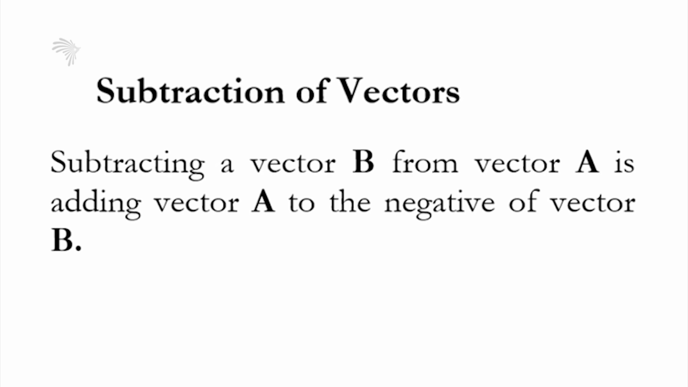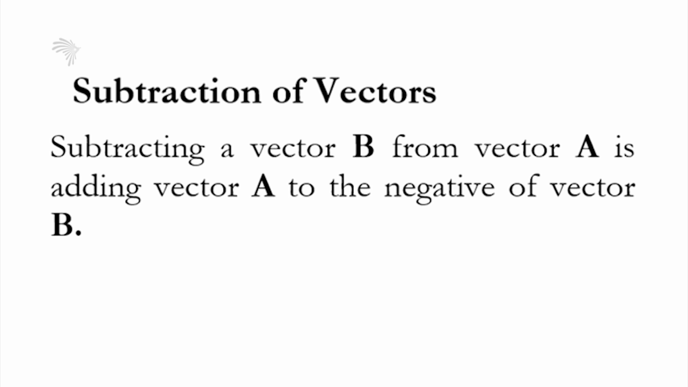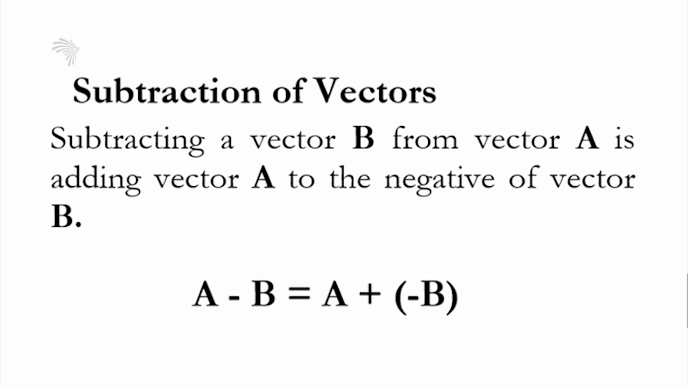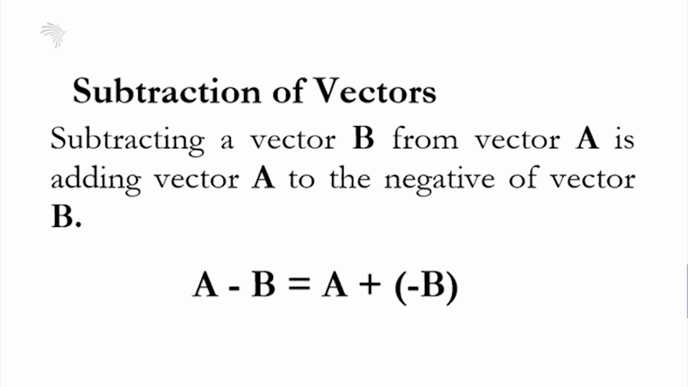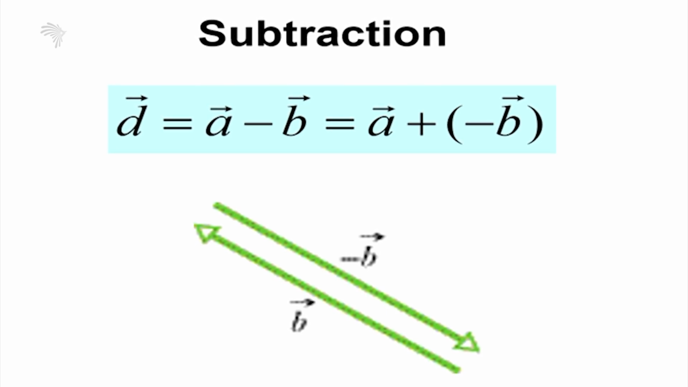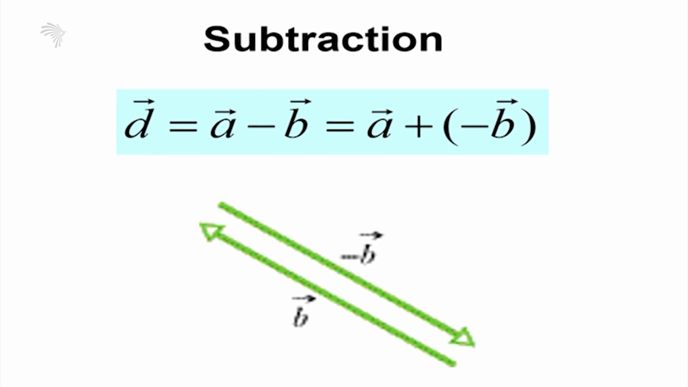Subtracting a vector B from vector A is adding vector A to the negative of vector B. If we have opposite vectors, these vectors are directed in the opposite way. So you can see on the screen that if you have vector D, which is equal to vector A minus vector B, you can rewrite it as vector A plus the negative of vector B.